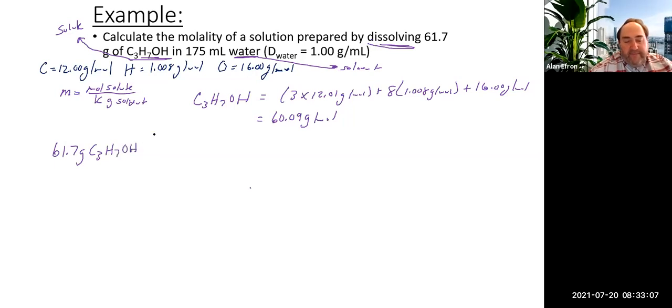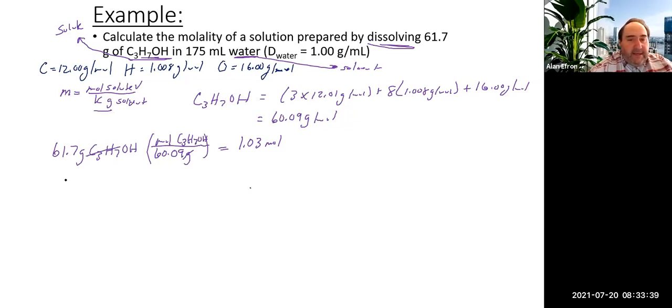We're going to divide it by the molar mass, basically putting the grams on the bottom so that they cancel out. Grams will cancel, and we end up with, we'll call it, 1.03 moles. We then have the top part here; for the bottom part, we need kilograms.